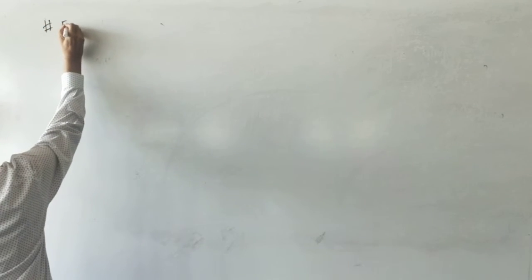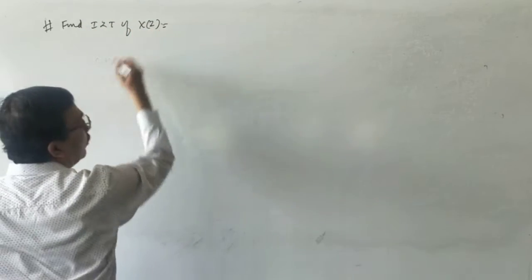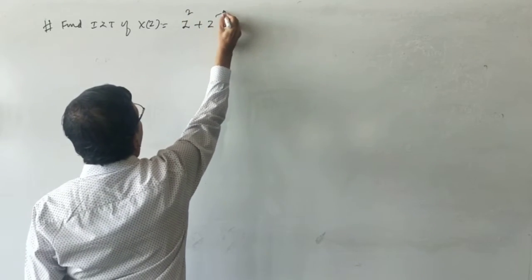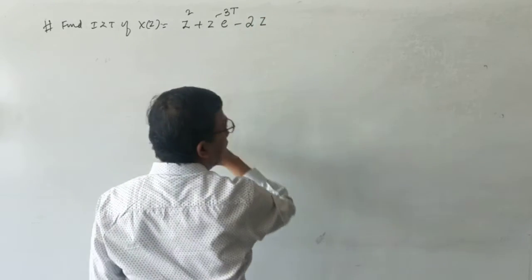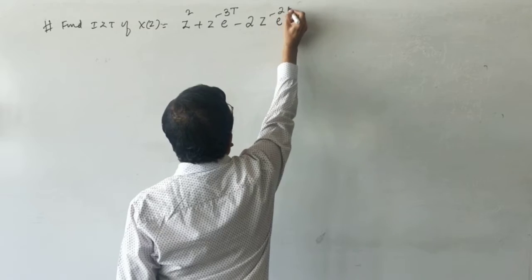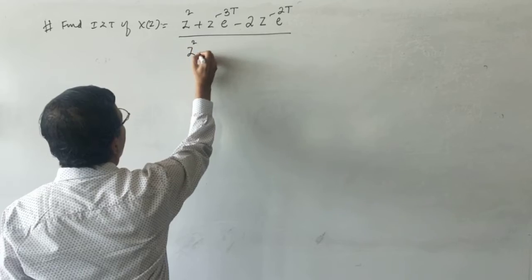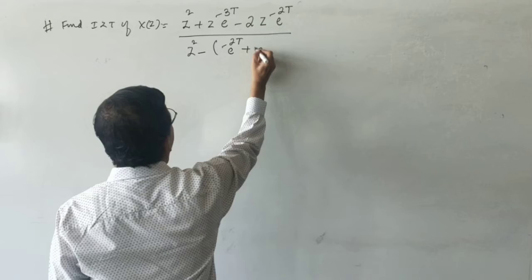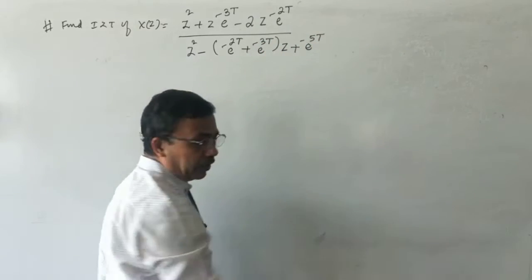Inverse Z transforms. Next problem. Find the inverse Z transform of X(z) = (z² + z·e^(-3T) - 2z·e^(-2T)) / (z² - (e^(-2T) + e^(-3T))z + e^(-5T)).